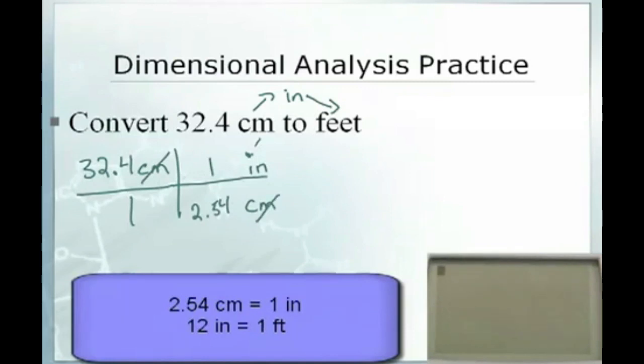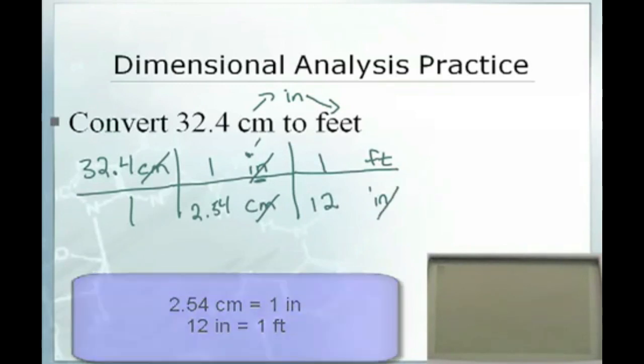We just saw that. And now I can make another railroad track fraction. I see inches are here on the top, so I'm going to put inches on the bottom, and I'm going to put feet on the top. We did that just a minute ago. There are, of course, 12 inches in 1 foot. Now my inches cancel, and I'm left with feet.